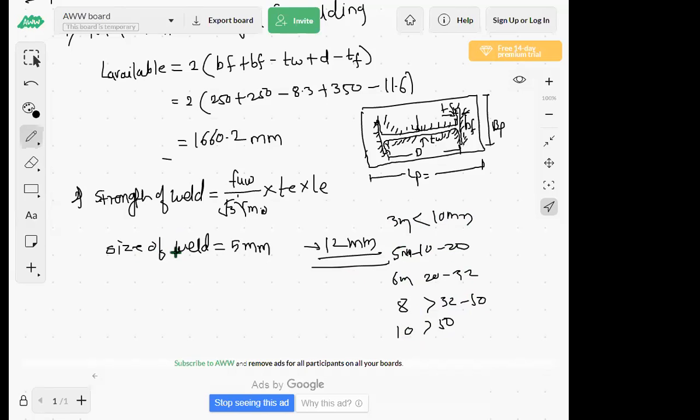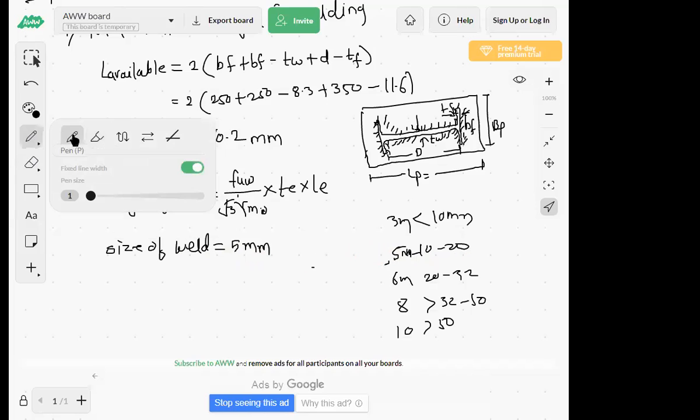So size of weld we have to select from the thickness of plate. So thickness of plate we have to assume or calculate is 12 mm. So for this 12 mm, 12 means 10 to 20. So 5 mm we have to select. Are you getting? Okay.